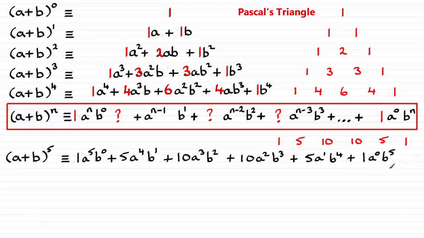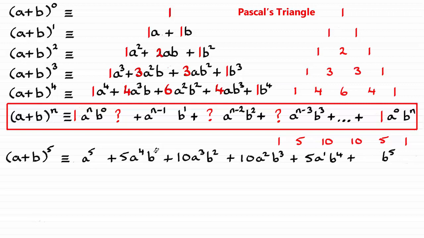I could leave it like that, but it's silly really to have the 1 here, so I'm going to take that out. It's also silly to have the 1 here. Okay, so take that out. Anything to the power 0 we know is 1, so that really doesn't need to be in there. So we'll take that one out. And also a to the power 0, that doesn't need to be there, it's just 1. And there is my expansion.